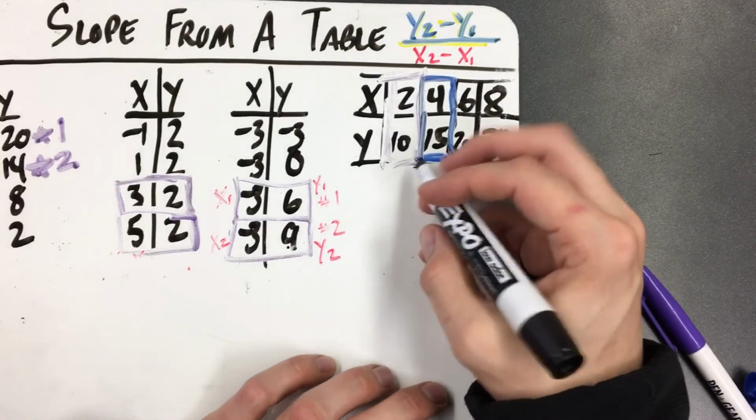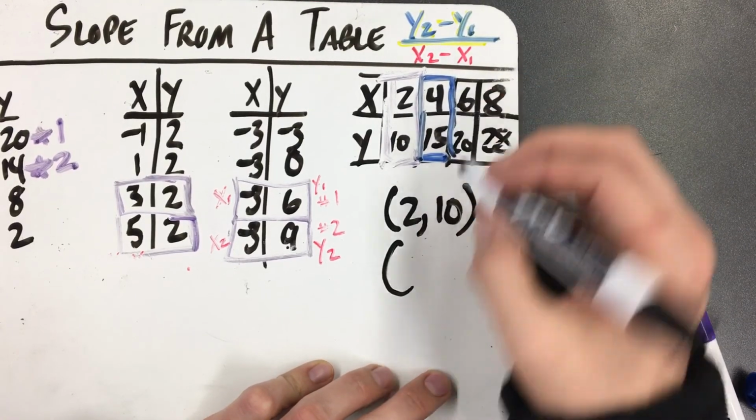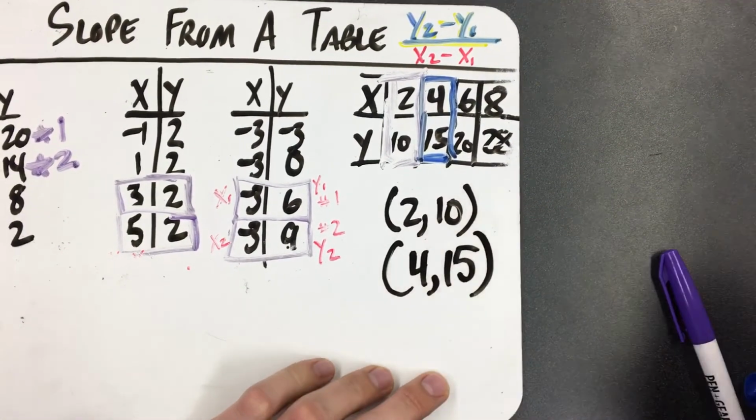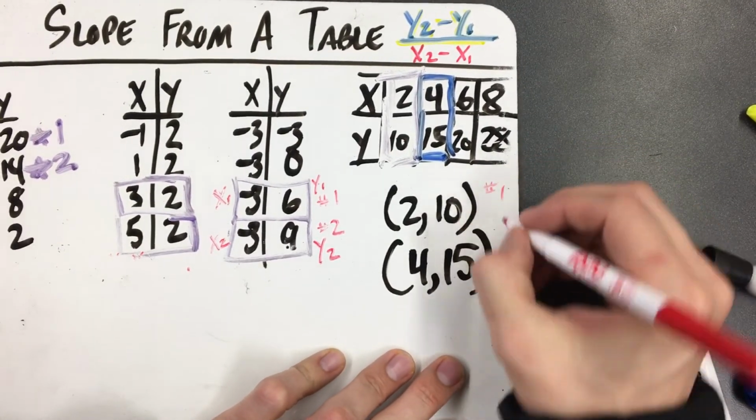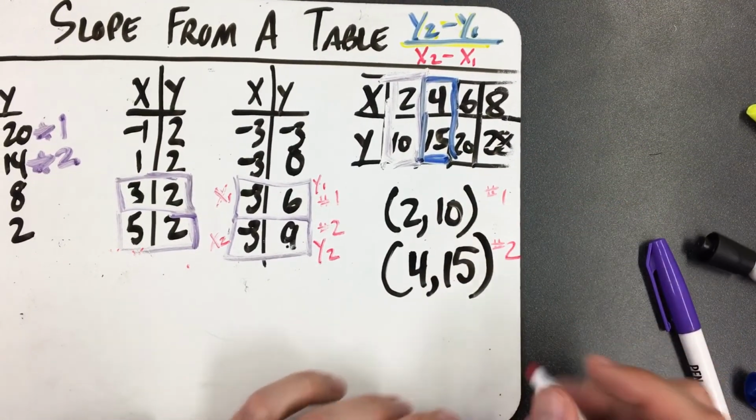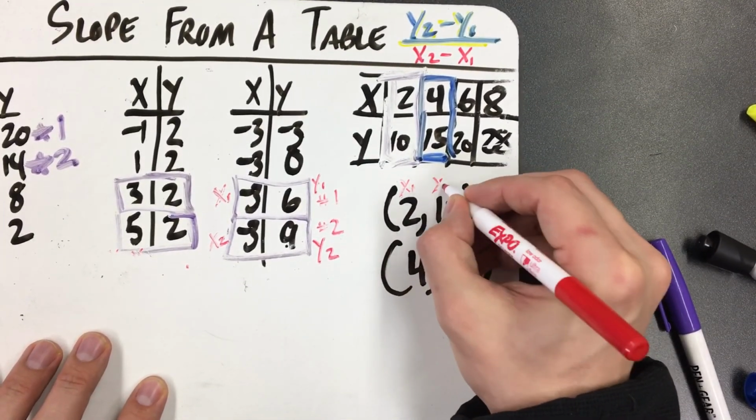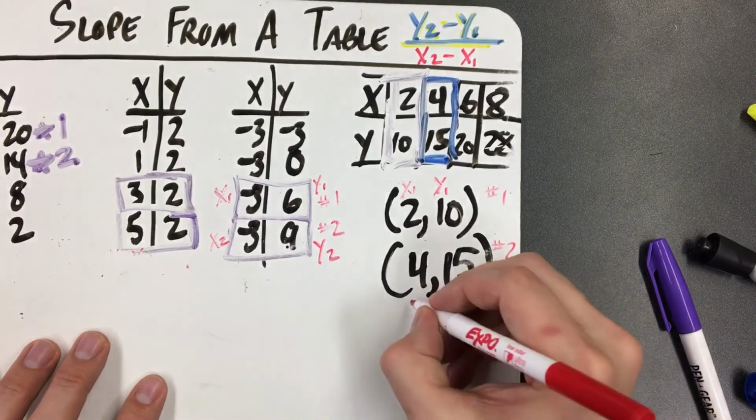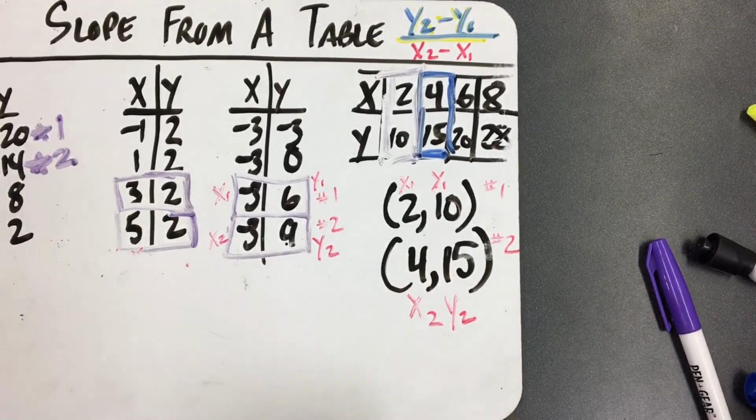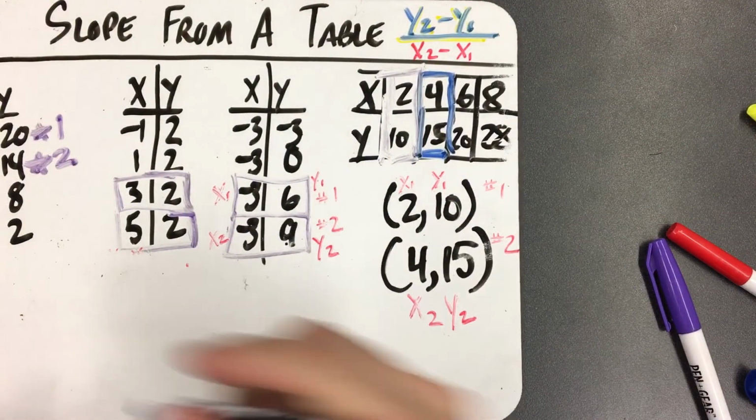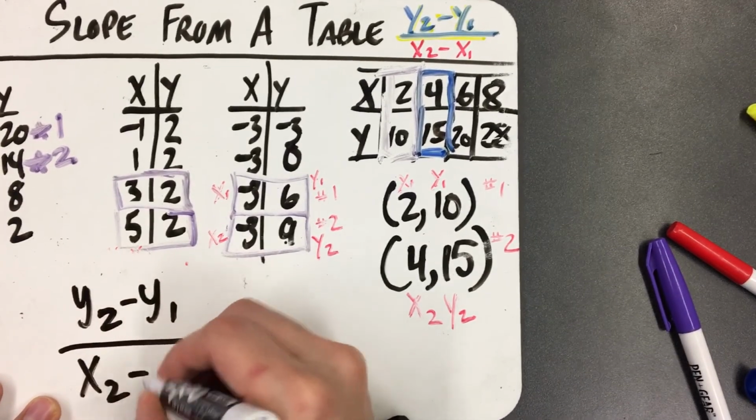And so I've chosen the first one, which was 2, 10. They just wrote it differently. The second one, I chose this one, which was 4, 15. And then you can label them as number 1 and number 2. I always like to pick this one as number 1 and this one as number 2, but honestly, you'll get the same thing if you do it the other way. Here's the x coordinate from number 1. Here's the y coordinate from number 1. Remember, it always goes in alphabetical order. X coordinate from number 2, y coordinate from number 2. And so then we can just plug it into the formula. The final formula, y2 minus y1 over x2 minus x1.